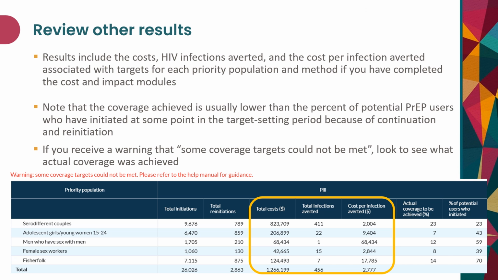It's common to see a warning in the results that some coverage targets could not be met. This means that due to the continuation rates, it was not possible to get to the level of coverage specified. Remember the bucket image. People are flowing out of the bucket too quickly to be able to achieve that level of coverage. Instead, you can look to the actual coverage to be achieved to see what coverage rate is feasible given the other inputs.